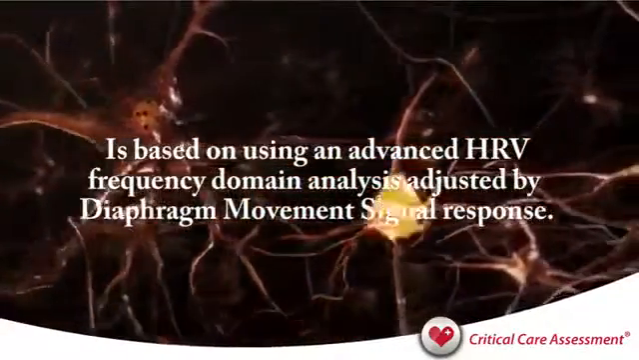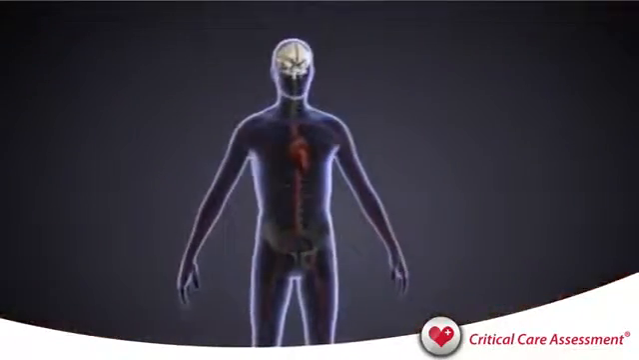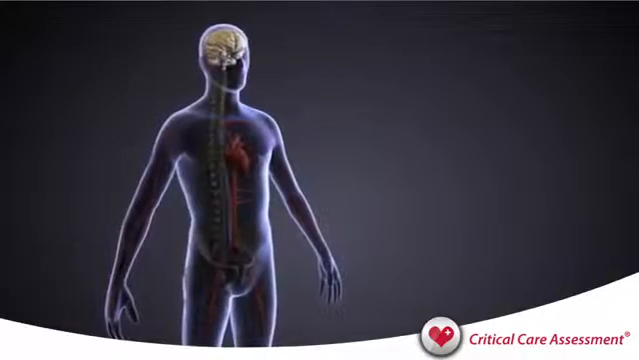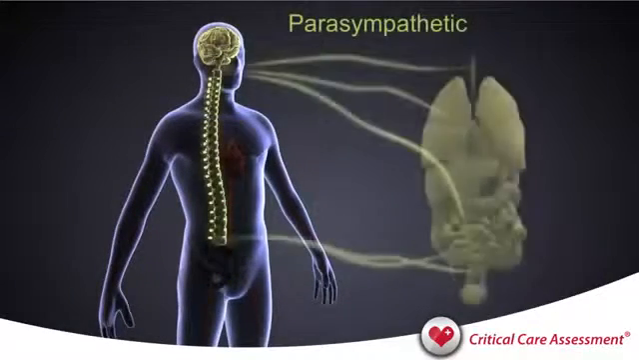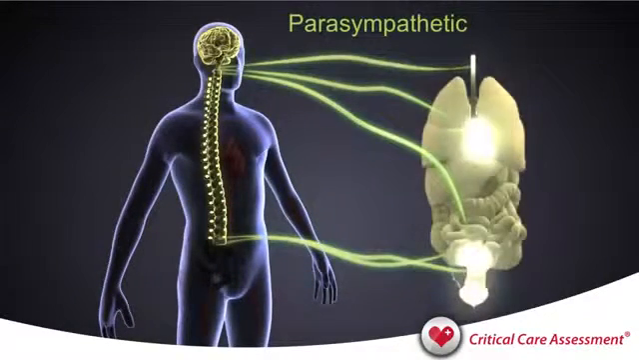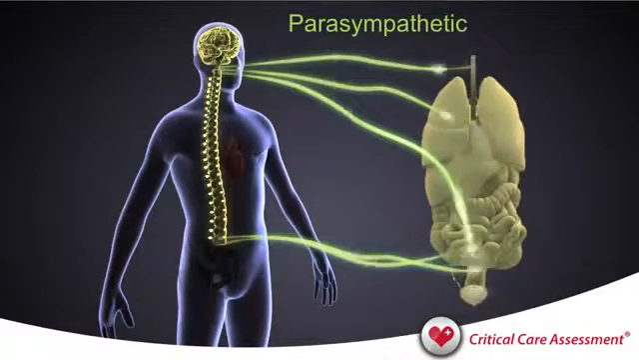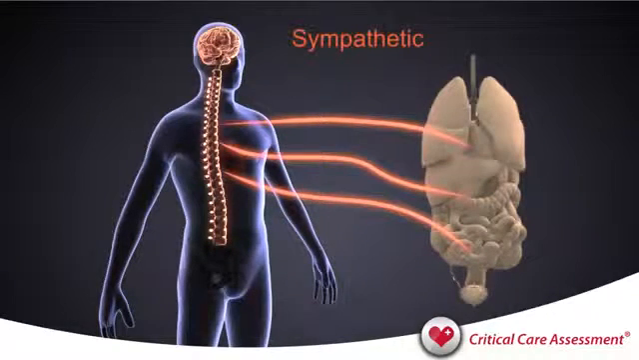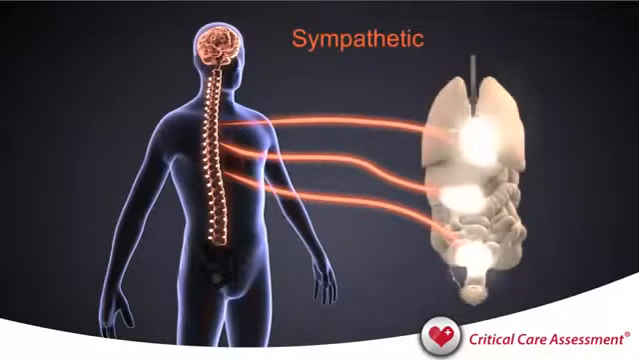movement signal response. Sympathetic activity in the nervous system acts like a car's gas pedal, while the parasympathetic activity acts like the brake. If the sympathetic and parasympathetic activity is out of balance, you can be at risk for heart attack or stroke. An imbalance can also affect everything from breathing disorders to digestive issues.